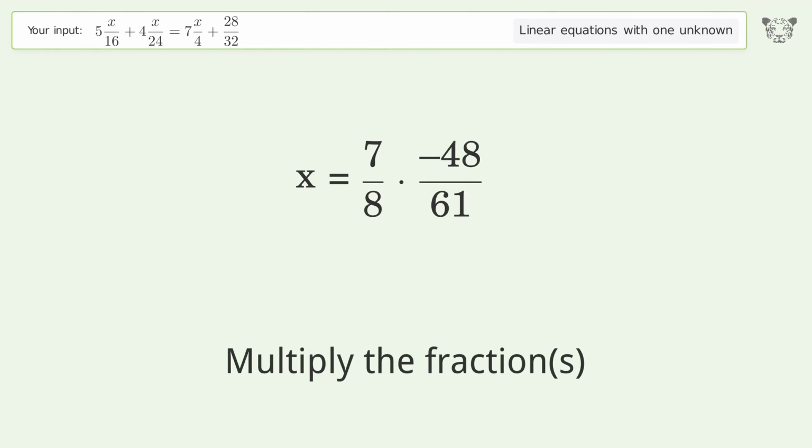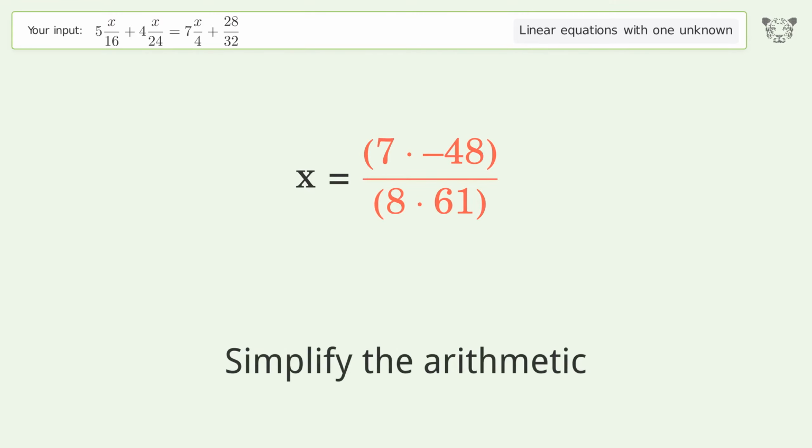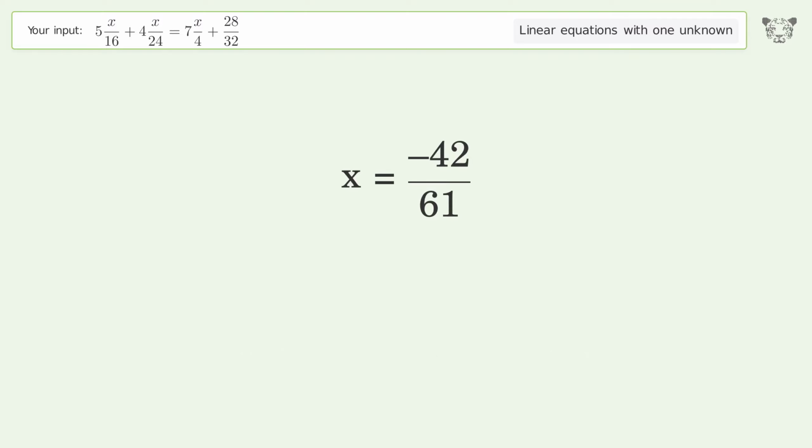Multiply the fractions. Simplify the arithmetic. And so the final result is x equals -42/61.